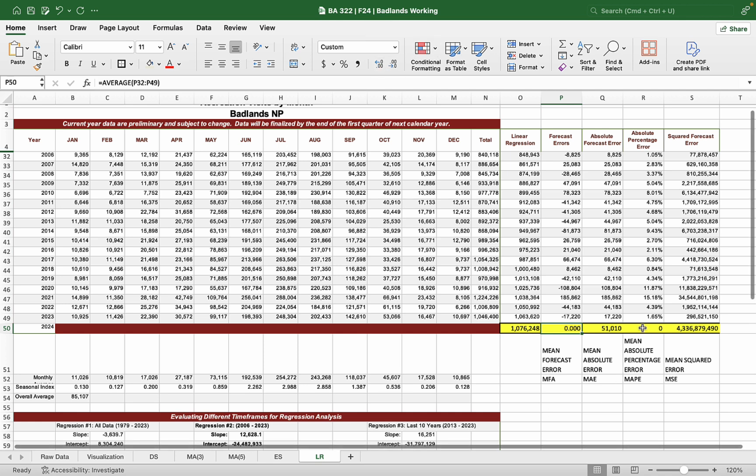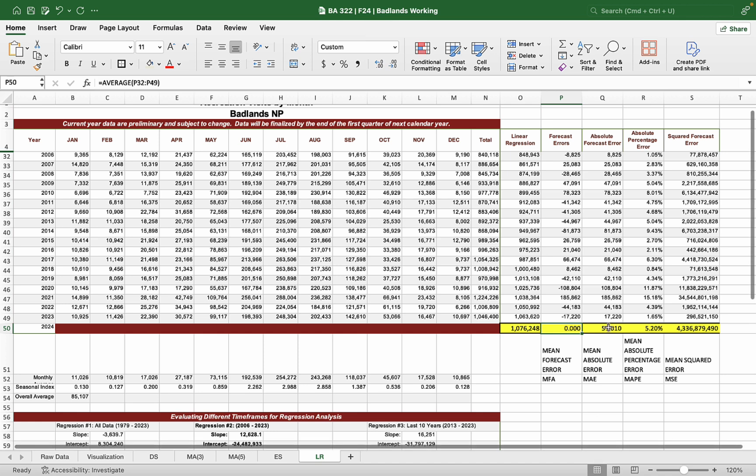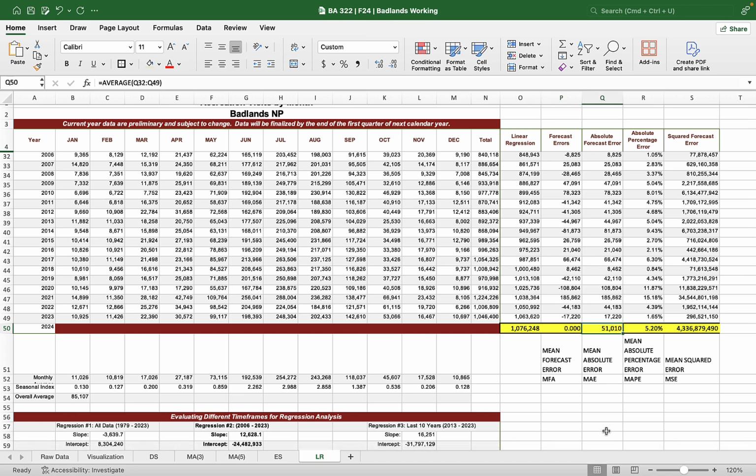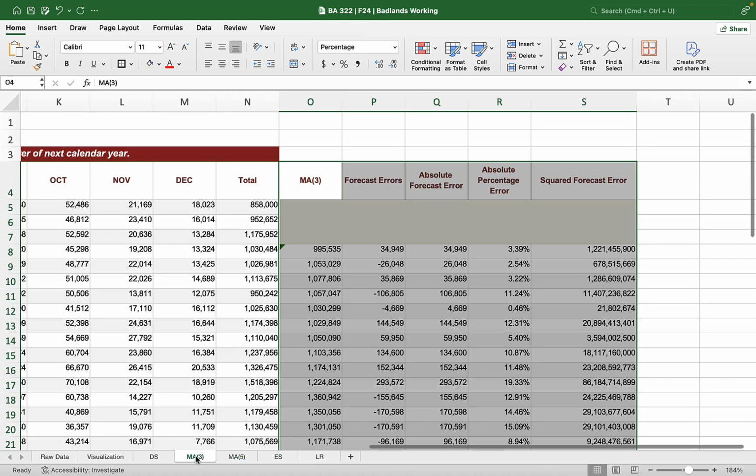The absolute percentage error looks small, but I think that's just an issue of formatting. It's 5.2%. So it's unbiased. It doesn't overestimate or underestimate. It has been off by about 51,000 per year, and that translates to an absolute percentage error of 5.2%. So now we've made forecasts for each of these 4 models.